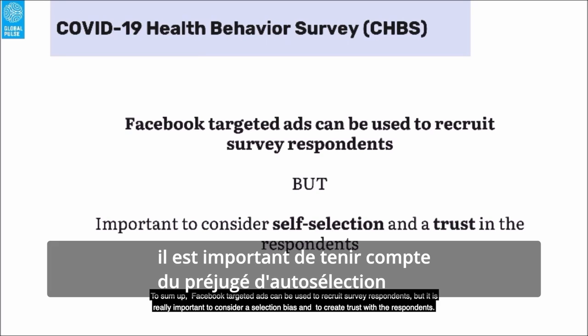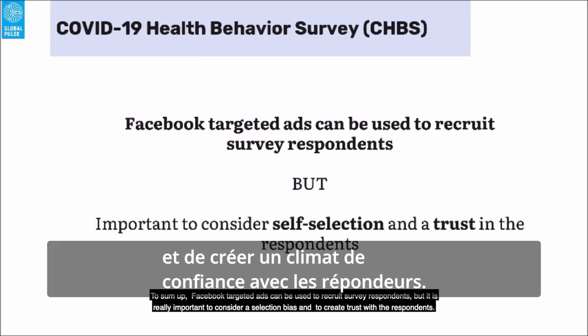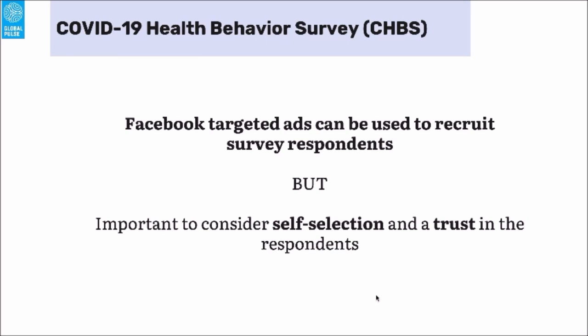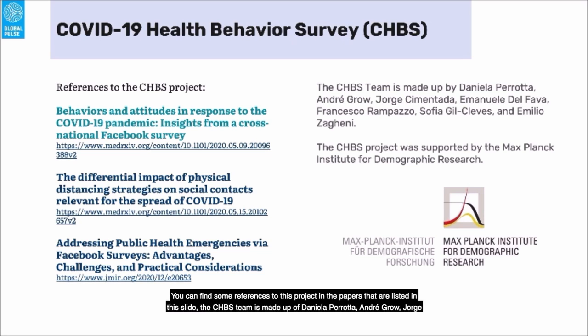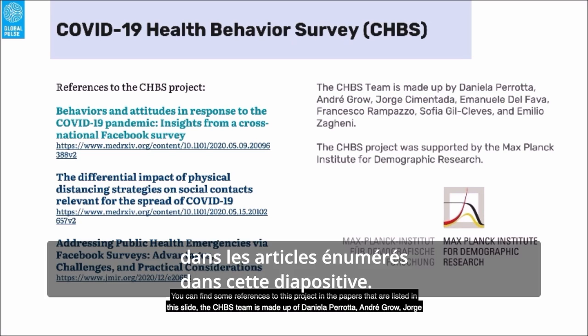To sum up, Facebook targeted ads can be used to recruit survey respondents, but it is really important to consider self-selection bias and to create trust with the respondents. You can find some references to this project in these papers that are listed in this slide.